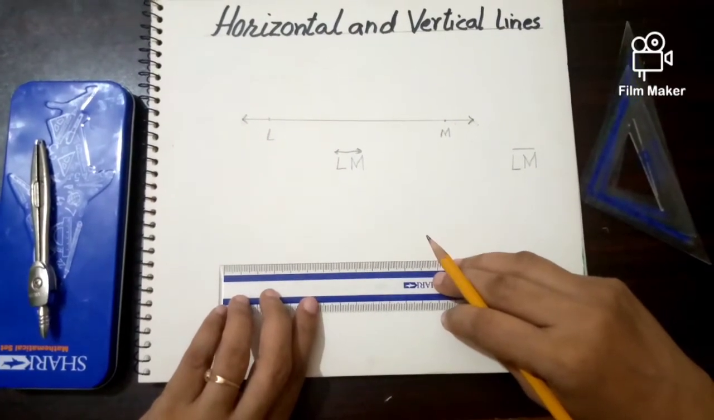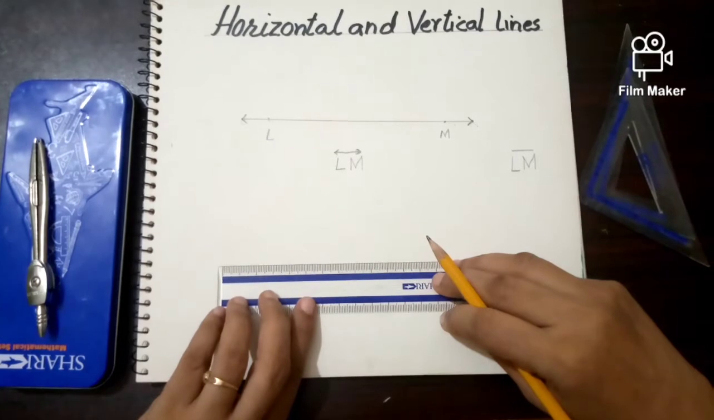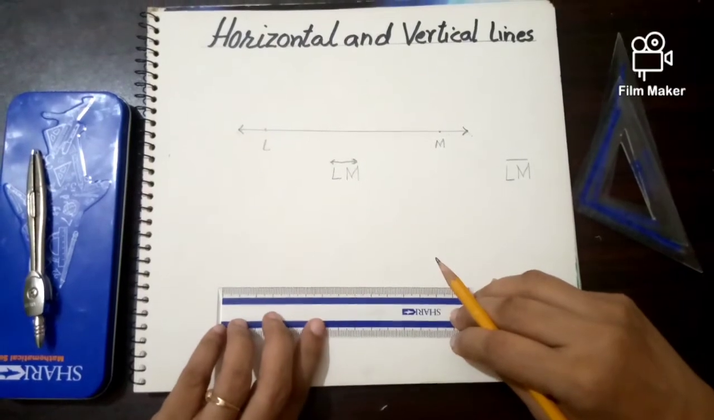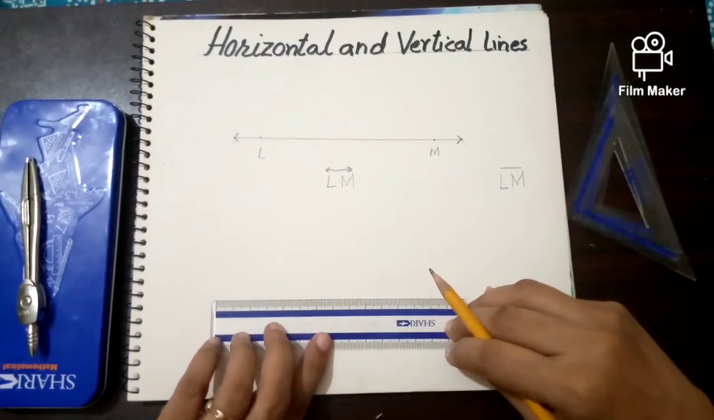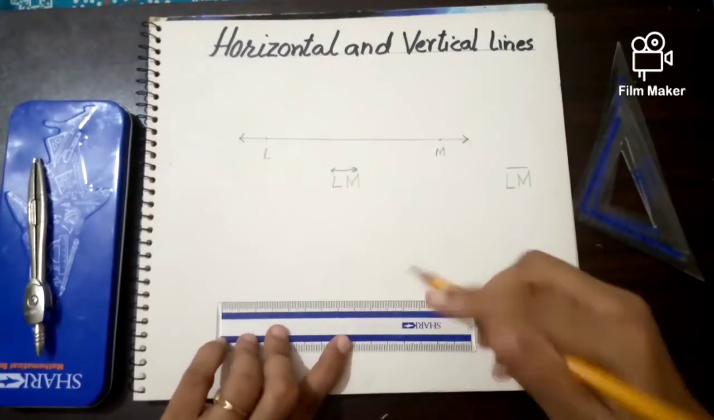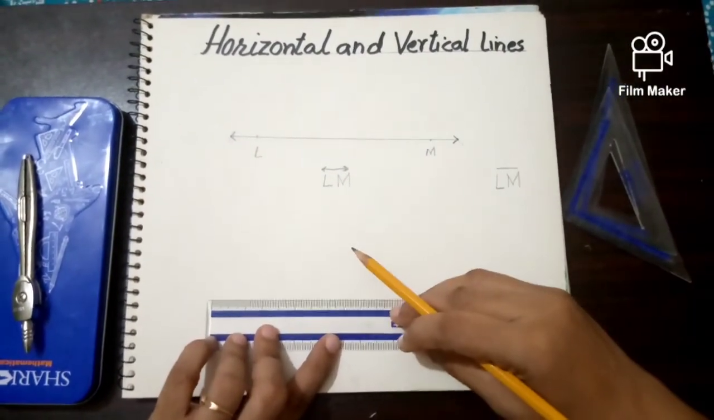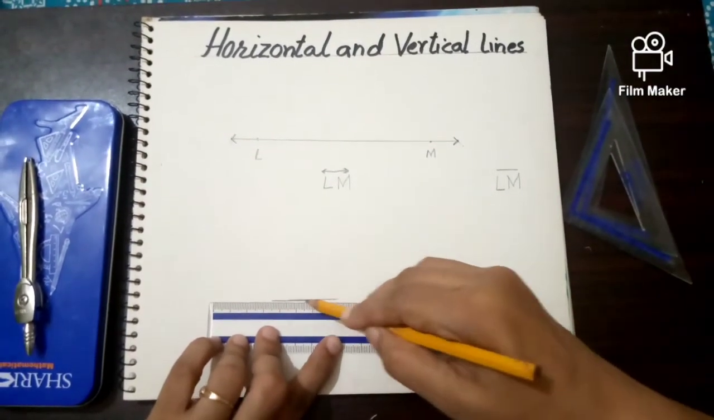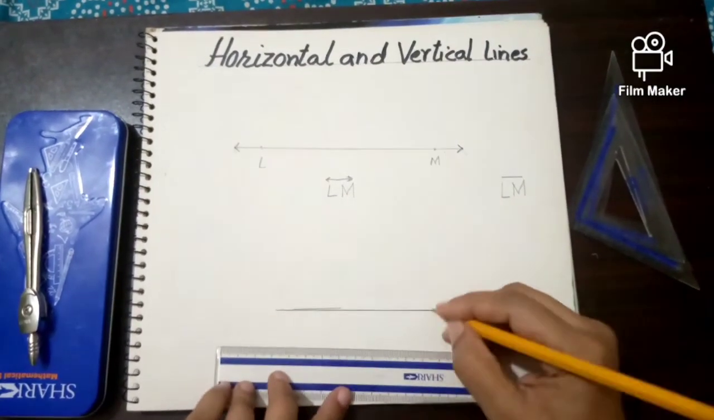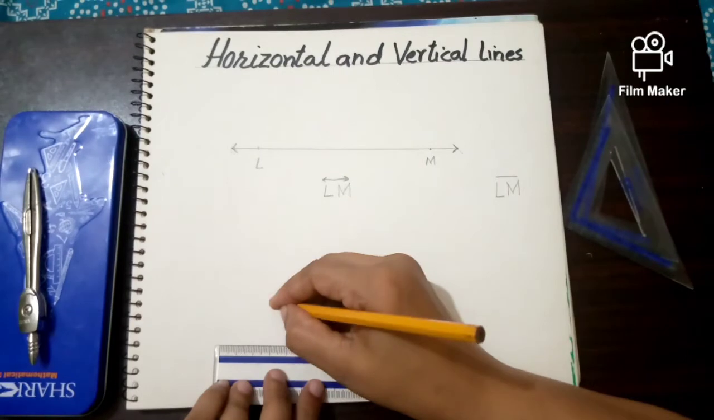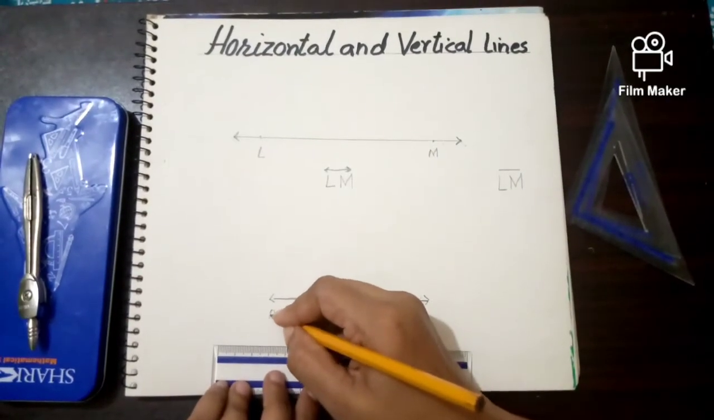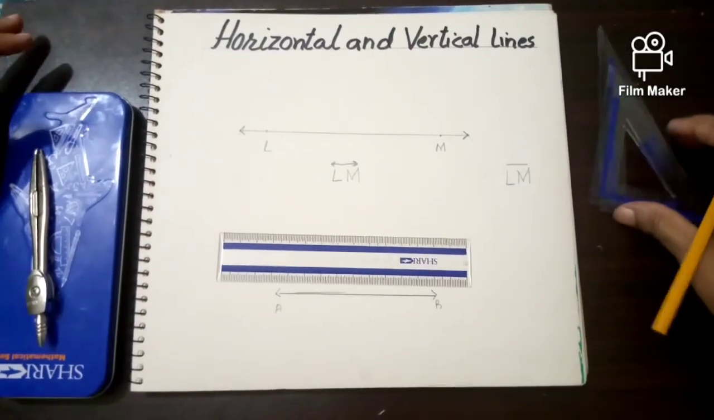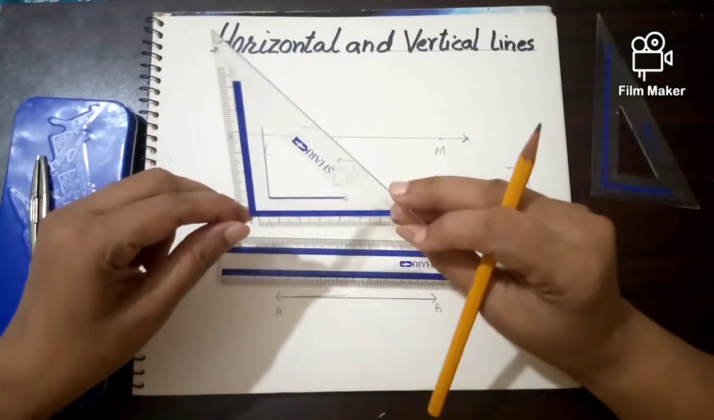Then the vertical line. The vertical line is a line which runs up and down the surface. To draw a vertical line, first we will draw a horizontal line AB. First we will draw a horizontal line AB of any measurement.